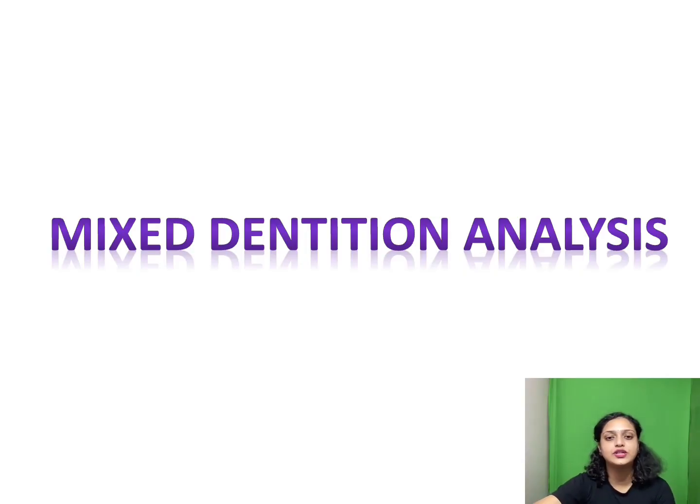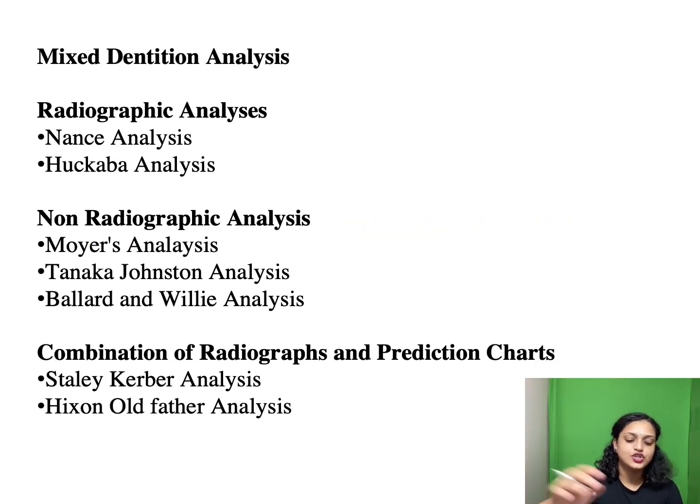Next we move on to the mixed dentition analysis. They will ask you questions regarding which of the following is a radiographic analysis, which of the following is a non-radiographic mixed dentition analysis. So here is the table. Radiographic analysis is Nance and Hakaba analysis. Non-radiographic analysis is Moyers, Tanaka Johnson, and Ballard and Willi analysis. The combination of both radiographs and prediction charts is Staley-Kerber analysis and Hickson-Oldfather analysis.